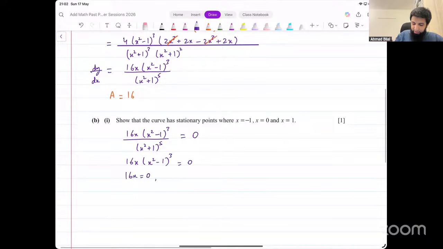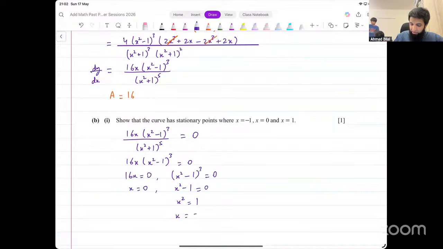Either 16x is equal to 0 or x square minus 1 whole cube is equal to 0. This gives you x equal to 0. The other one gives you x square minus 1 equal to 0. X square equals 1 and x equals plus minus 1. And that is what we had to show.